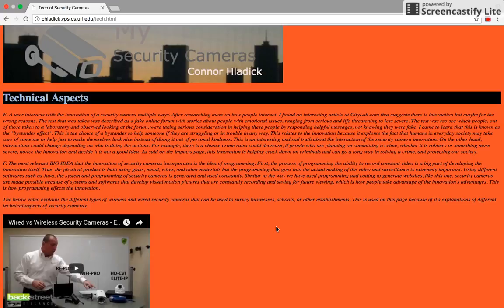The most relevant big idea that the innovation of security cameras incorporates is the idea of programming. The idea of programming is the ability to record constant video and develop the innovation itself. Like I said before, the physical product is built using glass, metal, wires, and other materials, but the programming that goes into the actual making of the video and surveillance is extremely important. Different software, such as Java, for example, is used in order to develop this footage that can be given to police units or a company owner in order to survey what's going on in their establishment.